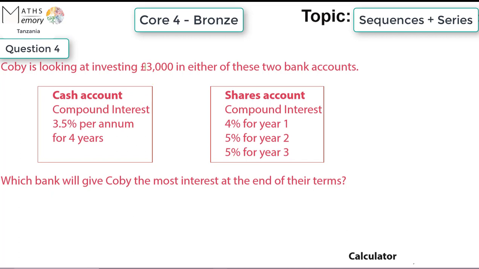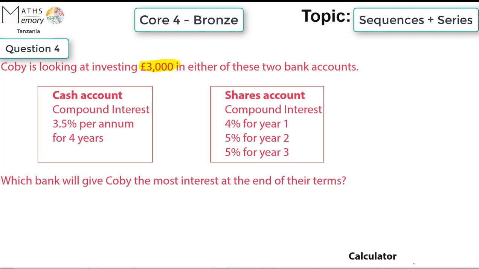We have £3,000 being invested by Kobe in both accounts. Which one will give him the best return? This is something called comparisons, and it comes up quite a lot, in fact. So let's look at the cash account. We get 3.5% a year here for 4 years.